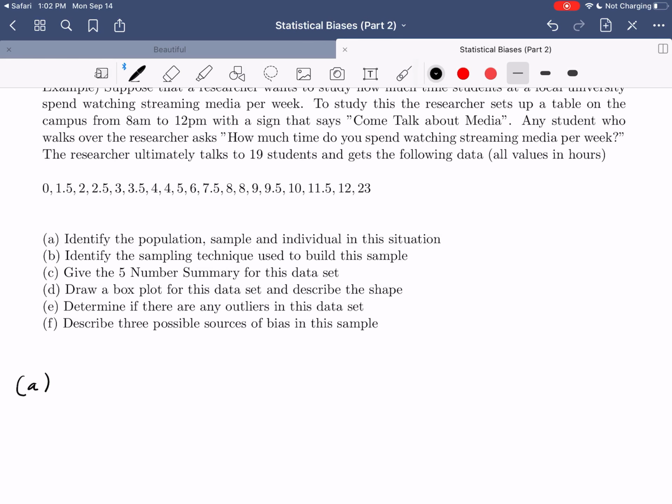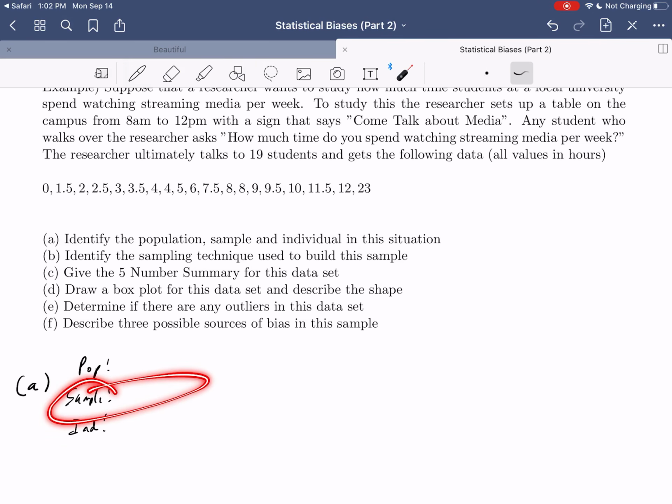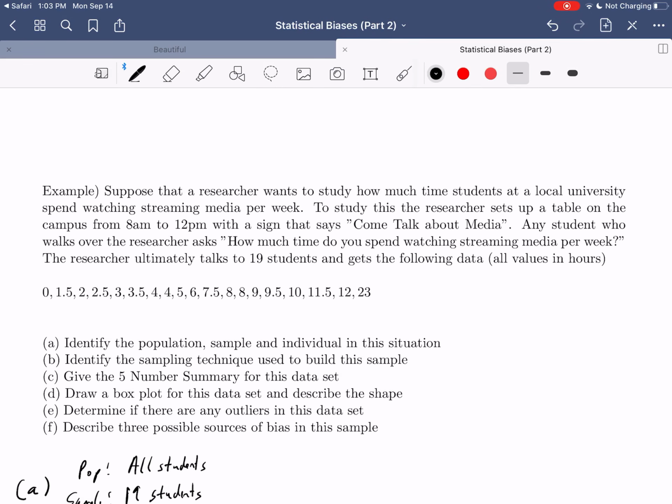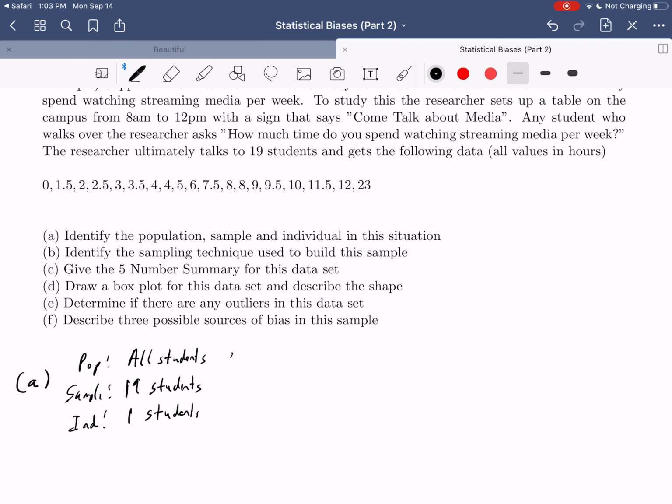For A, we want to start with our population, sample, and individual. Easiest is probably to identify the sample. We know that they talked to 19 students. So the sample here would be 19 students, and the individual would be 1 student. The population would be all students, and this time, all we have for information is that they're at a local university. So we'd say all students at this university. Okay, so there we go. We've got our population, sample, and individual.